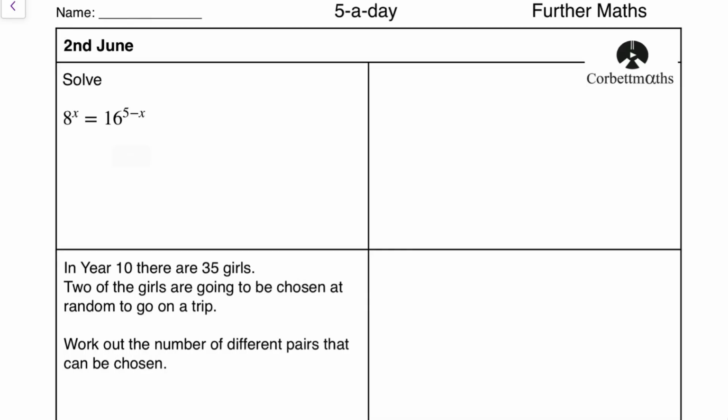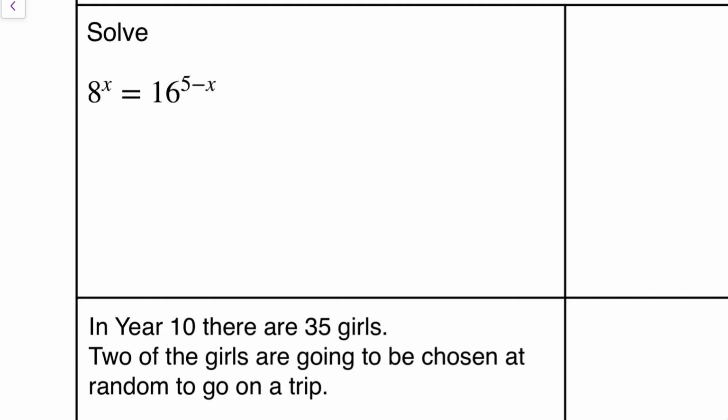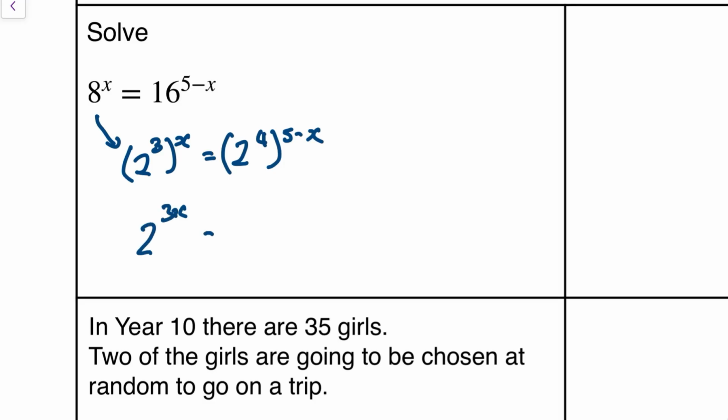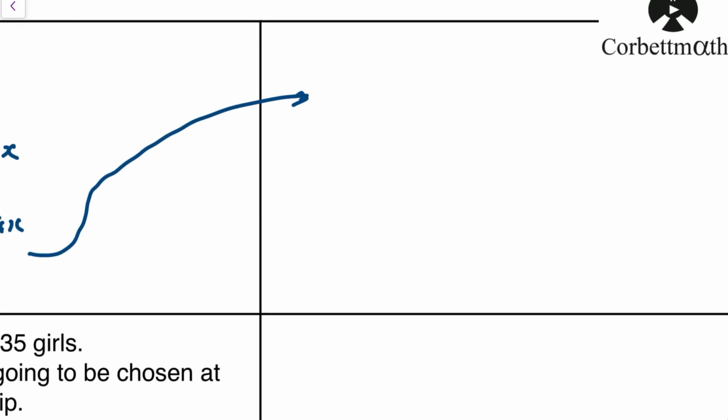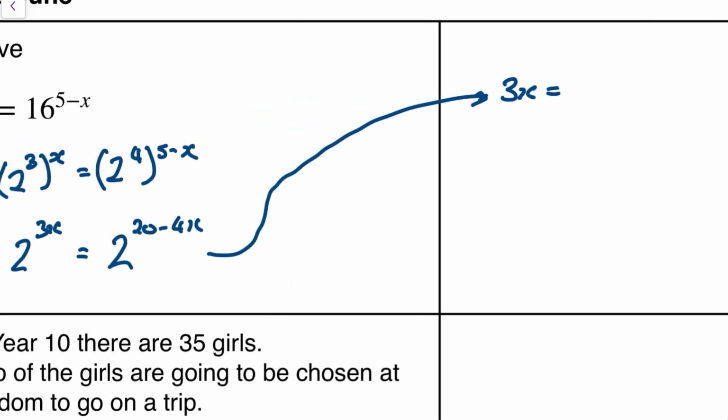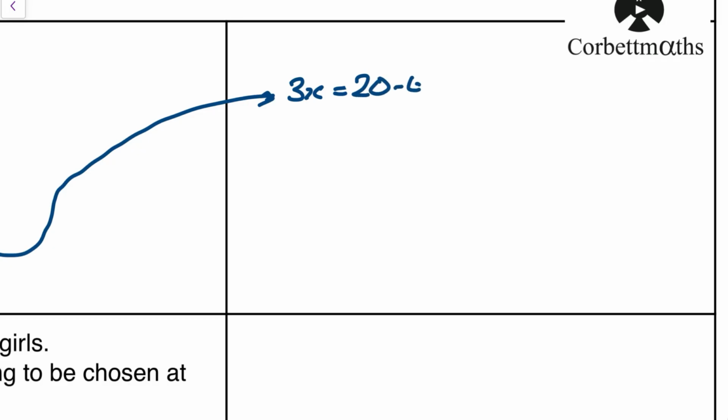I like these questions. So what we'll note here is it's tempting to try and rearrange it in terms of... I would say arguably easier to say 8 is the same as 2 to the power of 3, to the power of x, and 16 is 2 to the power of 4, to the power of 5 minus x. Then I expand my brackets, which means 2 to the power of 3x is equal to 2 to the power of 20 minus 4x. Now, because the base values are equal, I must be able to write that 3x is equal to 20 minus 4x.